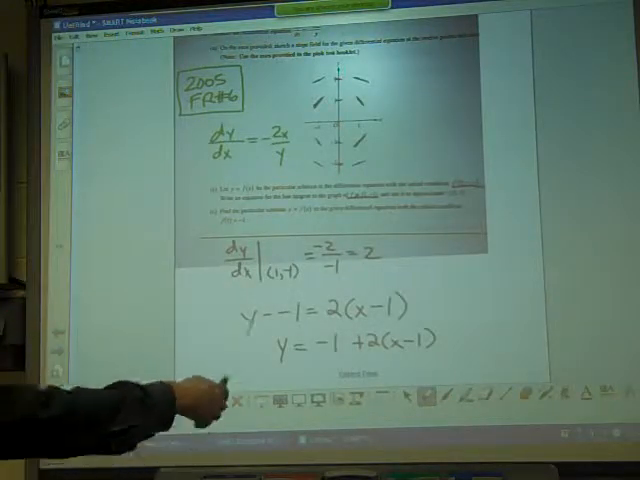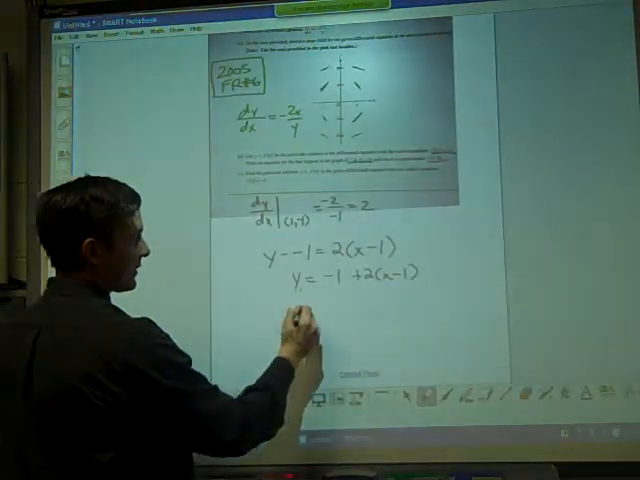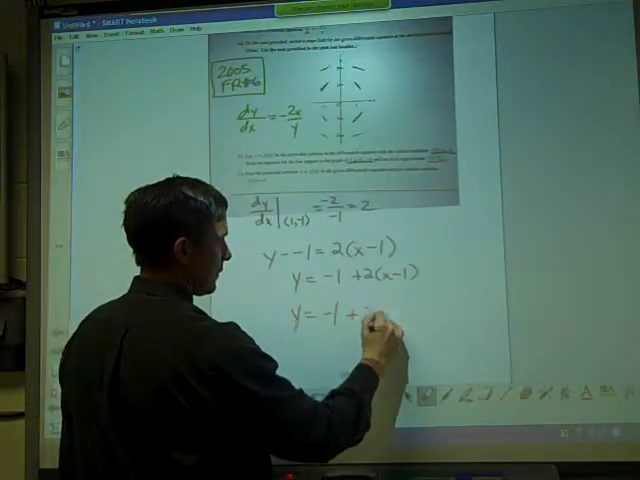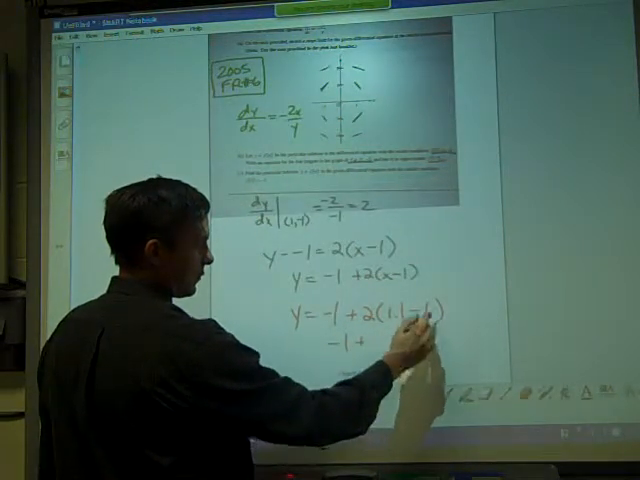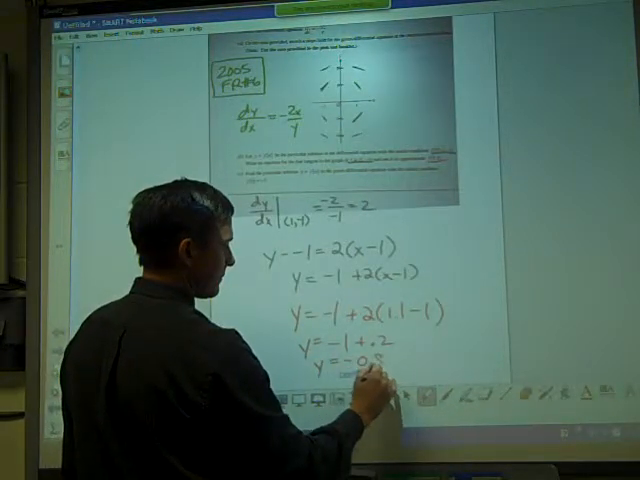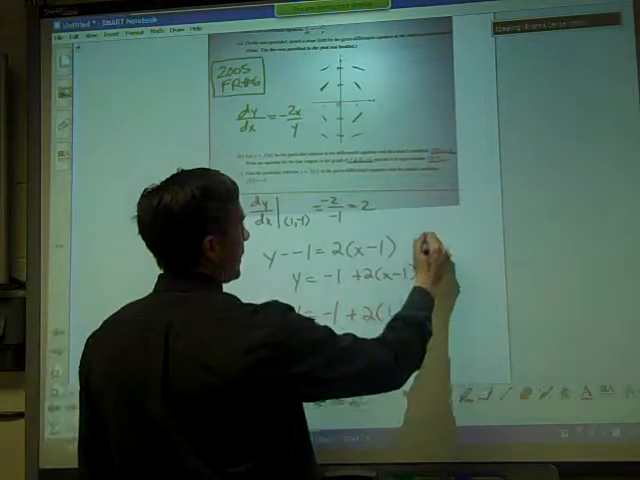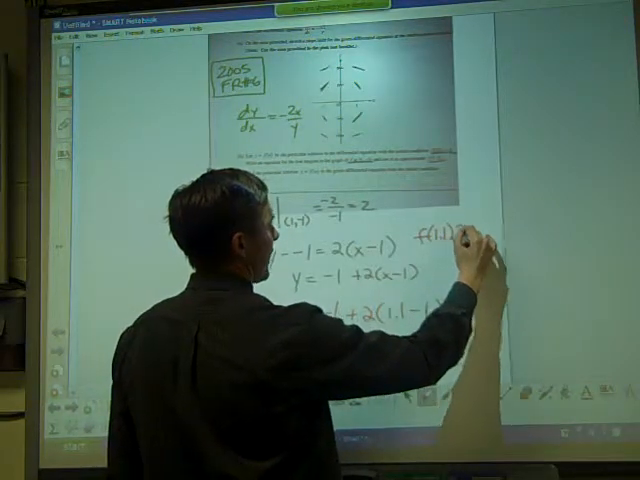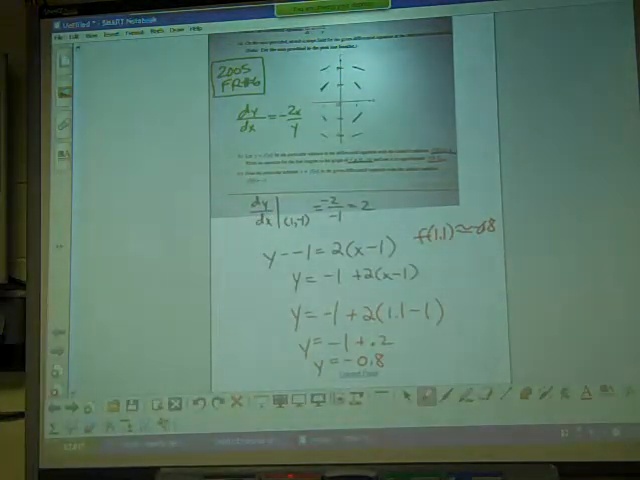Now, they want us to use it to approximate f of 1.1. So we're going to evaluate this at 1.1. 1.1 minus 1, I get negative 1 plus 0.2. I think the answer should be y equals negative 0.8. So the approximate answer is f of 1.1 is approximately negative 0.8. And that would be letter B. And you got to include the line when you do this, okay? You got to have the equation of the tangent line also.